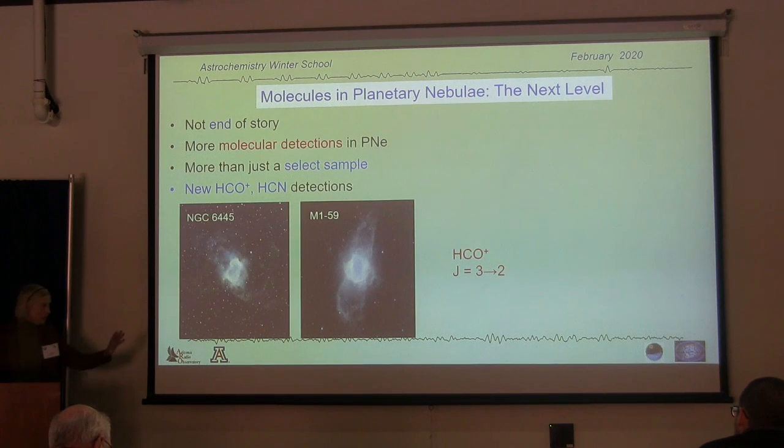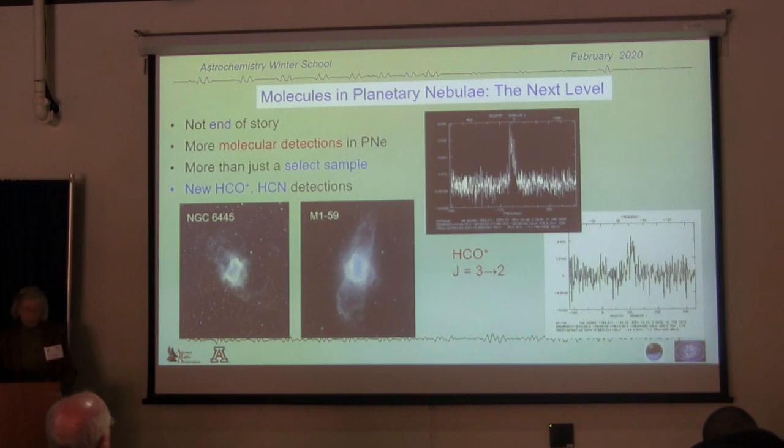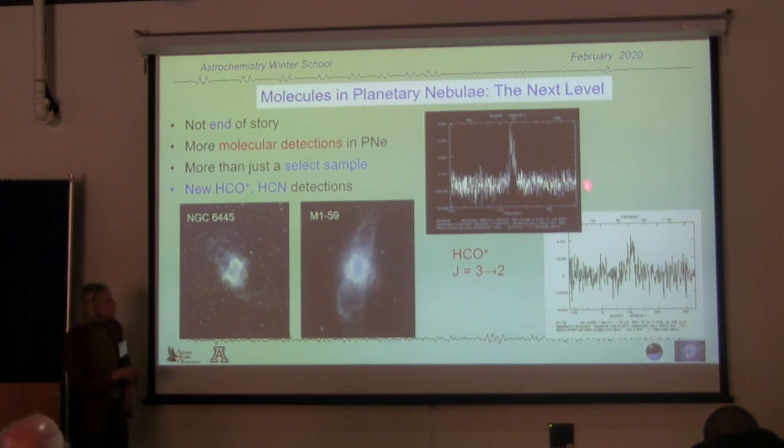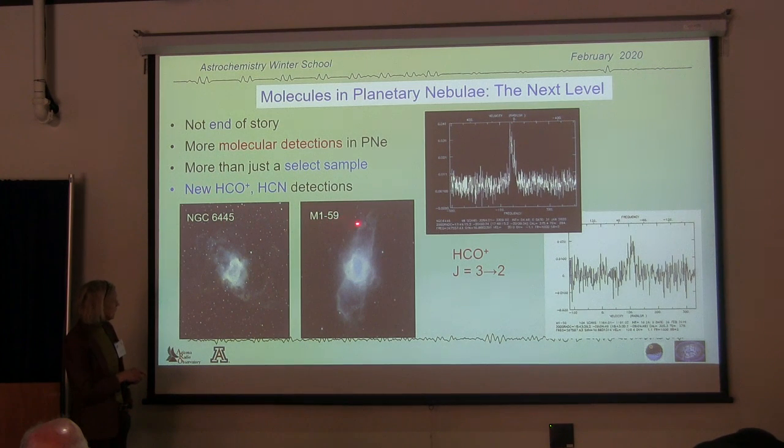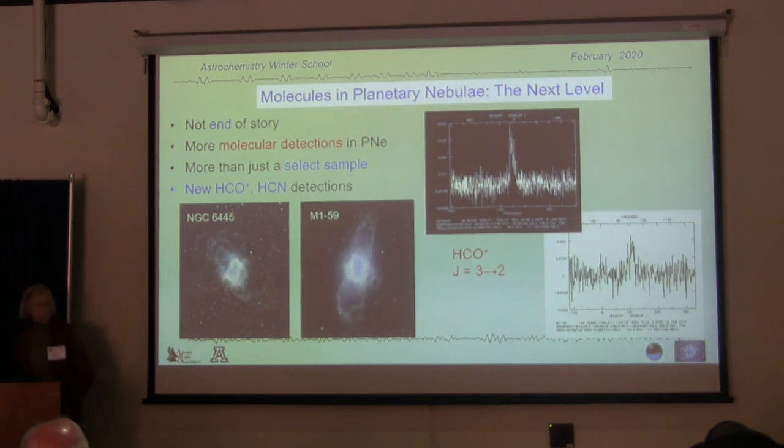But there's more to come because we started looking at another 10 nebulae, and here are just pictures of them. And once again, we've been finding things like HCO+ and HCN. Here's some spectra taken towards NGC 6445 and M1-59. You can see that they're very complex nebulae with multipolar flows. And so the more we look, the more molecules we find in different nebulae. So there may be a whole lot more nebulae that are full of molecules, and we can measure abundances pretty easily.